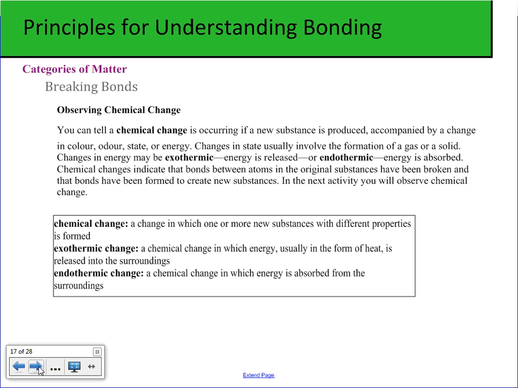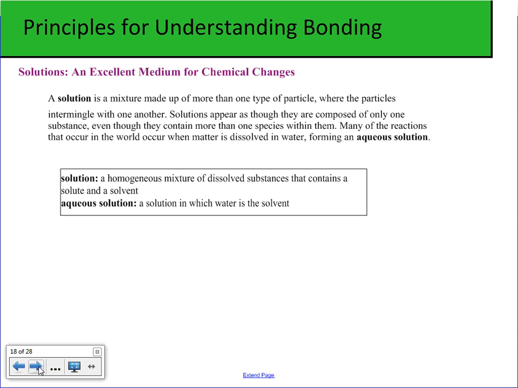So chemical change is a change in which one or more new substances with different properties are formed. An exothermic change is a chemical change in which energy, usually in the form of heat, is released into the surroundings. And an endothermic change is a chemical change in which energy is absorbed from our surroundings.